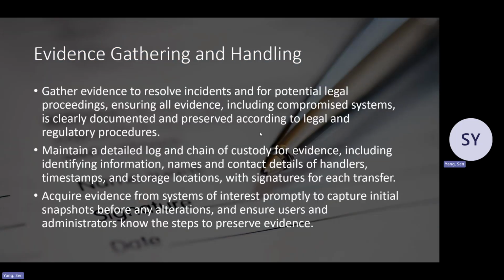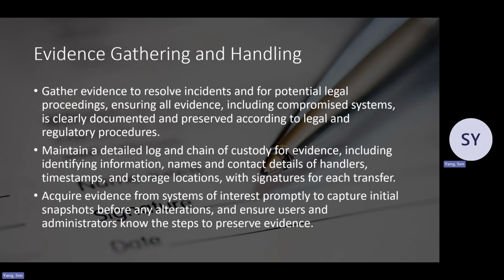For evidence gathering and handling, first of all, the purpose and documentation of evidence. This is to resolve incidents and for potential legal proceedings, ensuring all evidence, including compromised systems, is clearly documented and preserved. And for chain of custody logging, we need to maintain a detailed log and chain of custody for evidence. That includes identifying information, names and contact details of all handlers, timestamps, and locations.